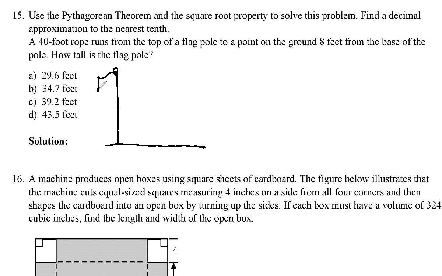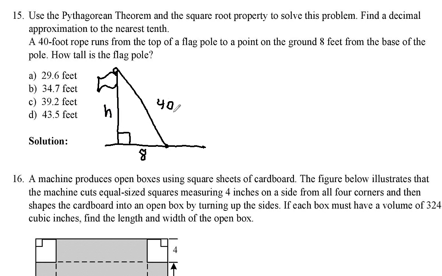And there's the stars and stripes waving in the wind. And we got this rope that's anchoring that flagpole. So this is 40 feet, and it hits down here 8 feet from the base of the pole. And we'll assume that pole is sitting straight up, so that's a right angle. So this height is what we want here. How tall is the flagpole?